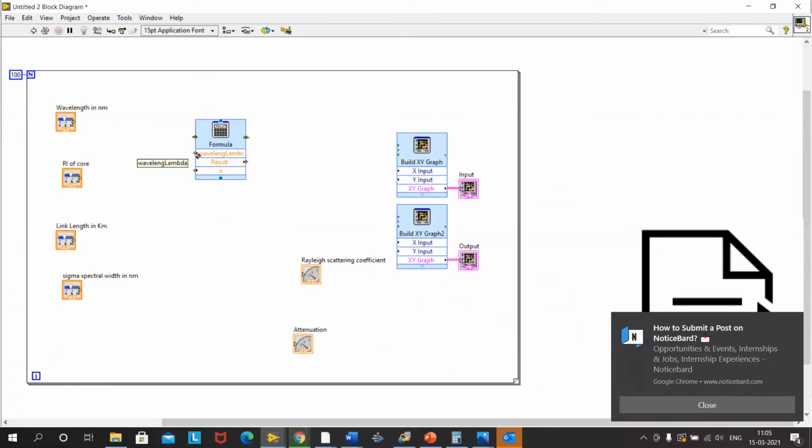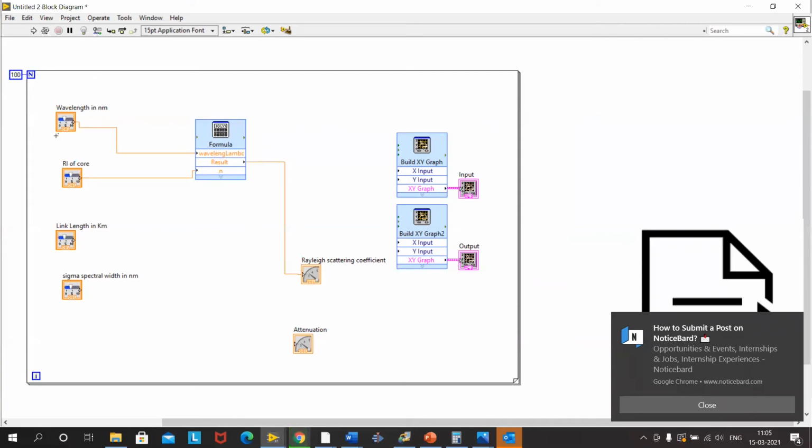And now we can see the input wavelength can be given to our input parameter. The core refractive index can be given to this. And what we are calculating is the Rayleigh scattering coefficient, which can be given to this. So this is how we have calculated our Rayleigh scattering coefficient.